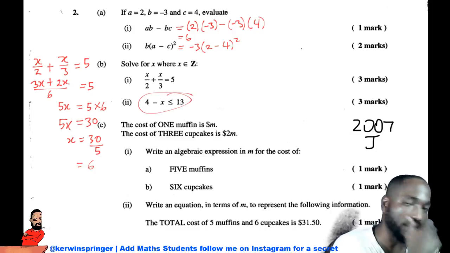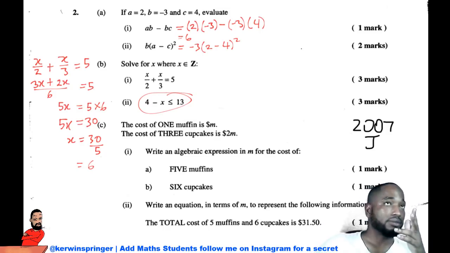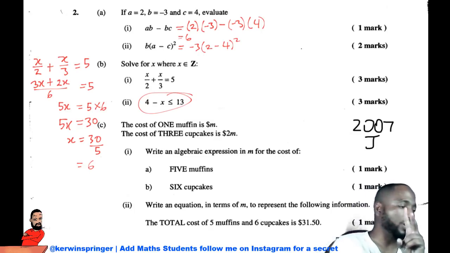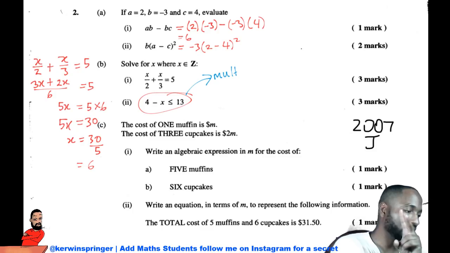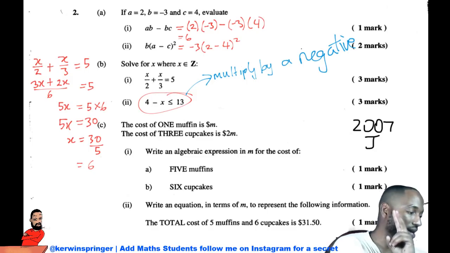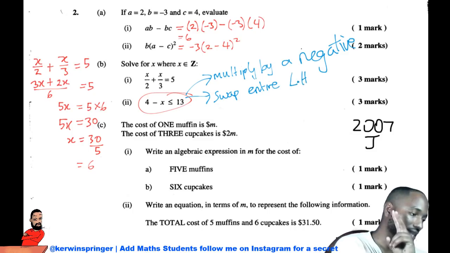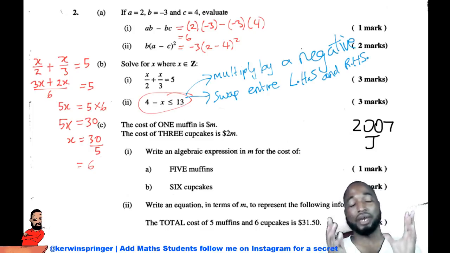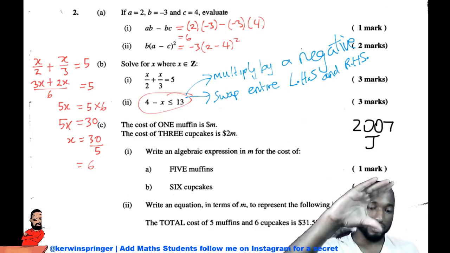This here is an inequality, and with inequalities, we treat them just like an equation, except there are two things you need to watch out for. If you multiply by a negative number, something is going to happen. Or if you swap the entire left hand side and right hand side. If you swap the entire left hand side and right hand side, or you multiply by a negative number, whatever way the inequality sign was facing, you have to flip it the other way.